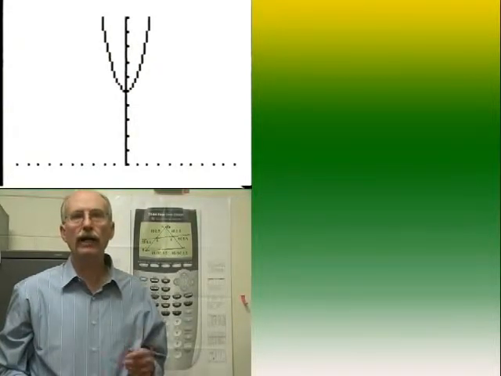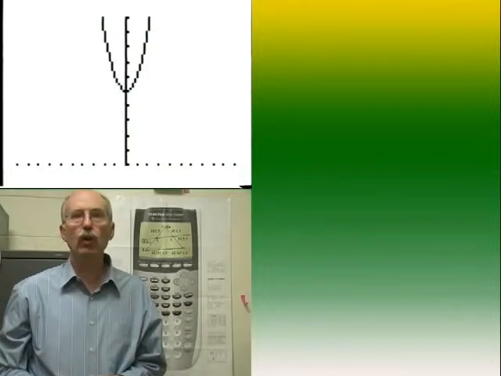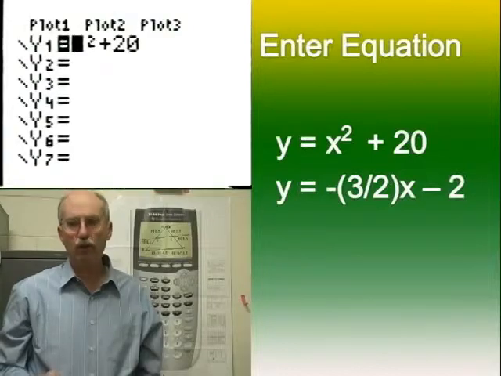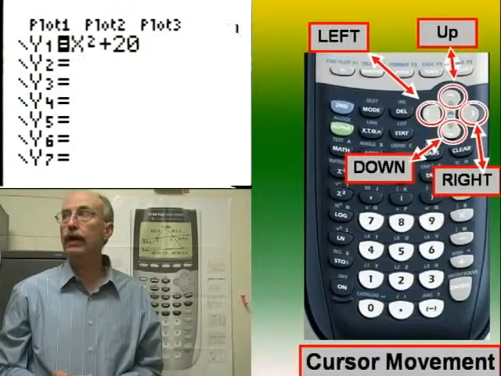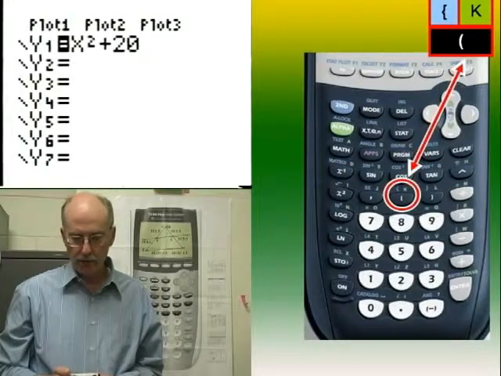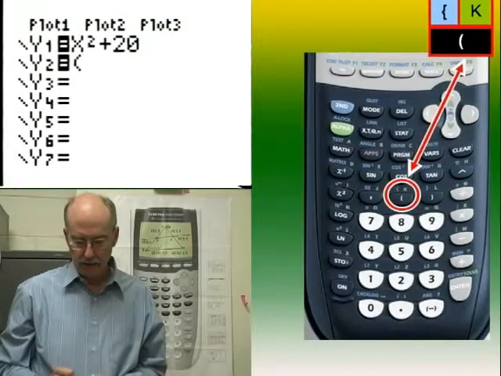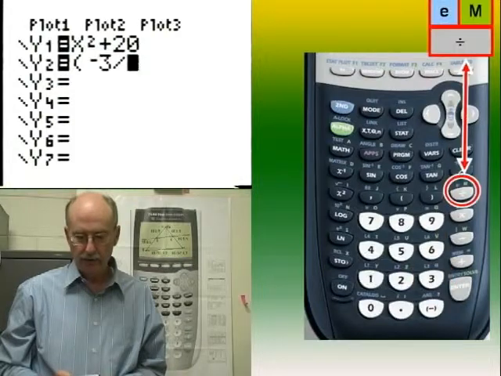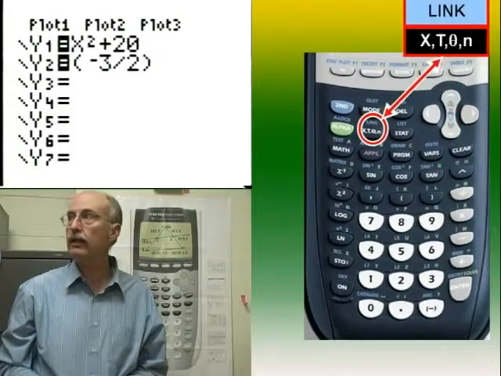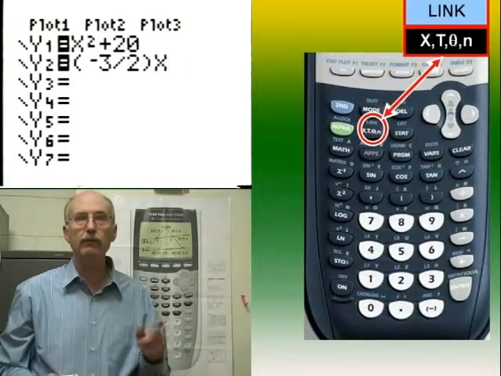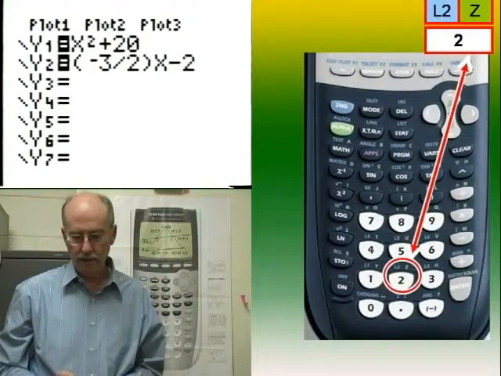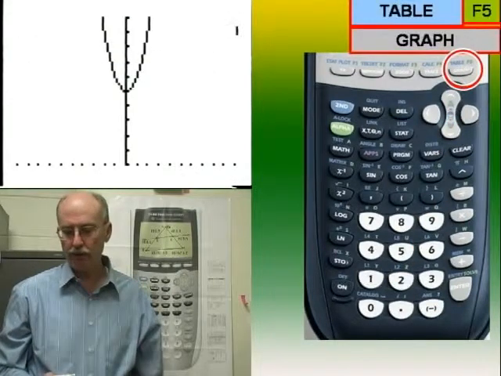Let's go back to the y equals screen by pressing the y equals button. And from here, let's enter that original equation. We're going to scroll down to the y2 line this time for the second equation, and we're going to put in parentheses, -3 divided by 2, parentheses. I'm just going to put the X,T,theta,n button here. I don't need the times sign because it's implicit multiplication, -2. Now let's graph that function again.